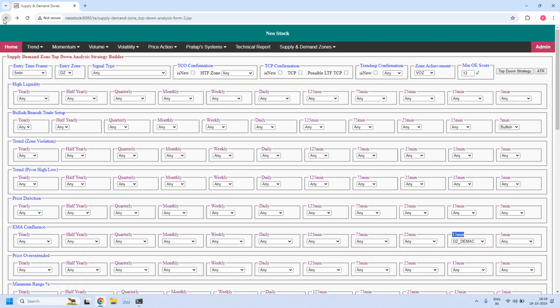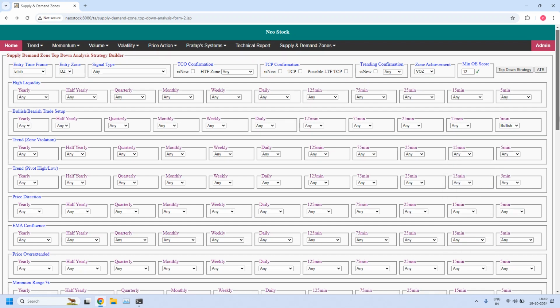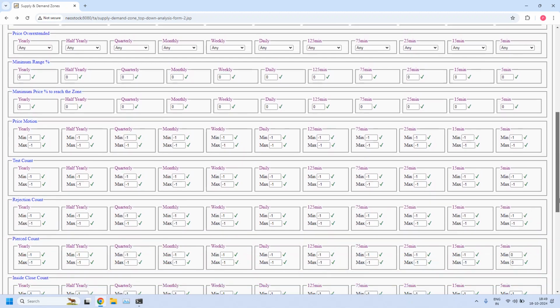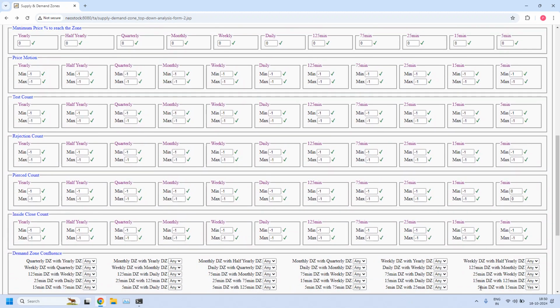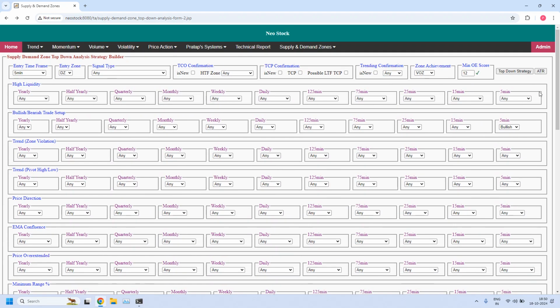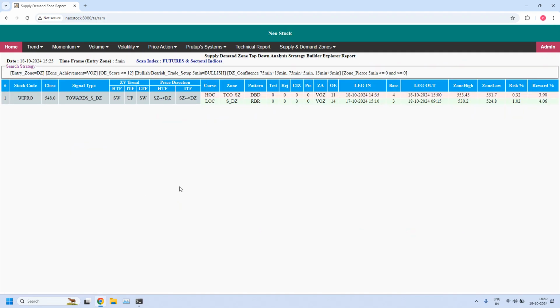Next, let's look for LTF, ITF, HTF confluence. I'm removing the EMA filter. LTF, ITF, HTF means 5 minutes, 15 minutes and 75 minutes demand zone confluence with all the three together. So already the 5 minutes and 15 minutes demand zone confluence filter is enabled. Now I am enabling 5 minutes demand zone with 75 minutes demand zone confluence, and also 15 minutes demand zone with 75 minutes demand zone confluence, with all the three filters. Let's verify. We got only one stock.